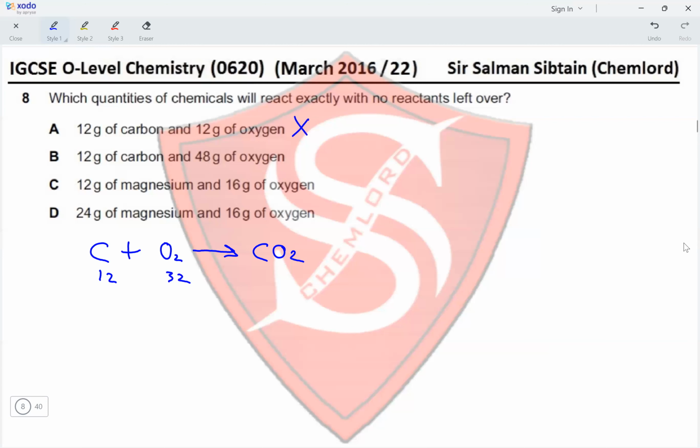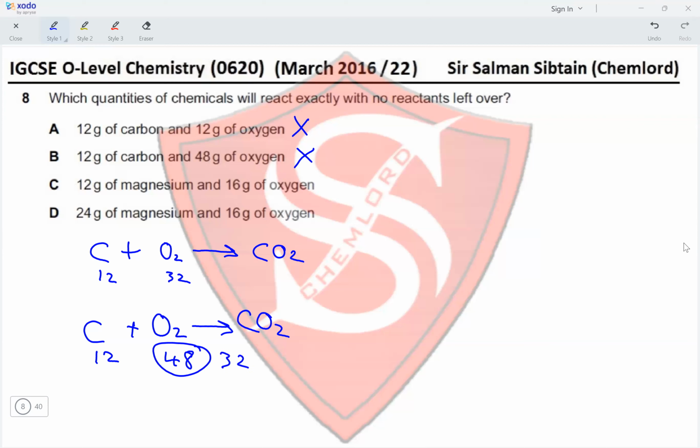So A is incorrect. For B, we've got 12 grams of carbon reacting with 48 grams of oxygen. So again, we've got the same equation, but 12 and 48. Now the amount of oxygen is in excess because the amount needed to react was 32. So 48 is in excess. So here oxygen will be left behind. So this is incorrect. So 12 is not supposed to react with 48. It's supposed to react with 32.